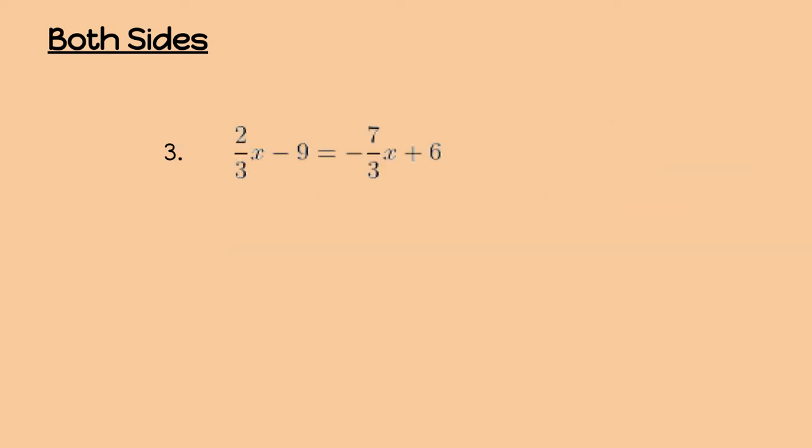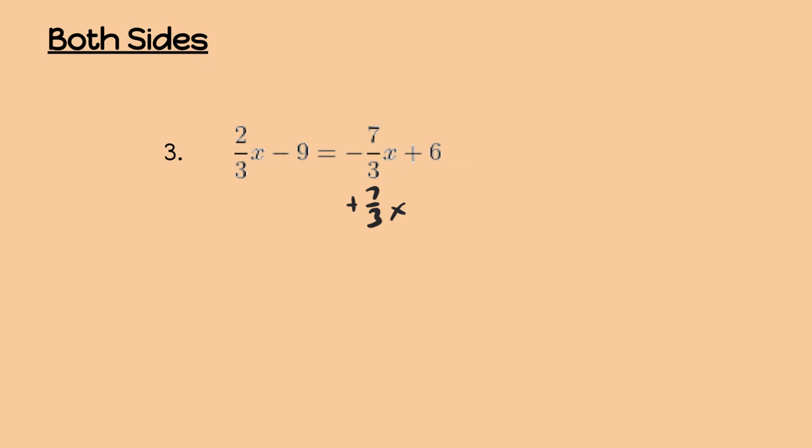For our next example, be careful. Fractions, not difficult, but you've got to be careful with them. Okay, and again, your choice on where to go. Since I have a negative on the right side, I'm going to go ahead and add the 7/3 x. As you can see by the first three examples, I like to get my x's together before I worry about my constants. It's still your choice.